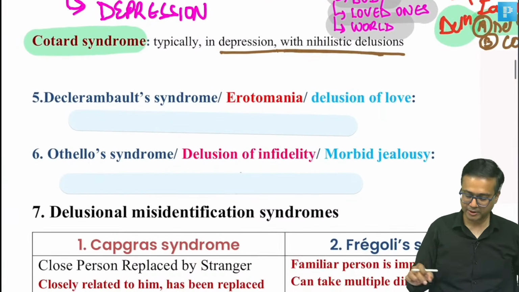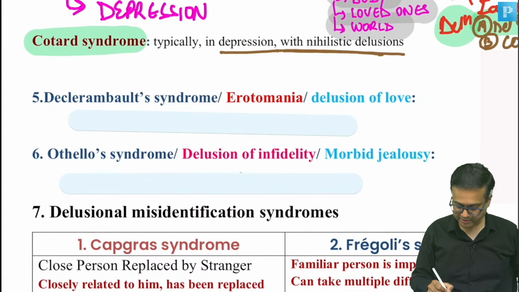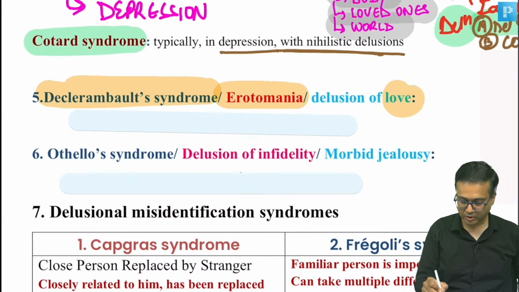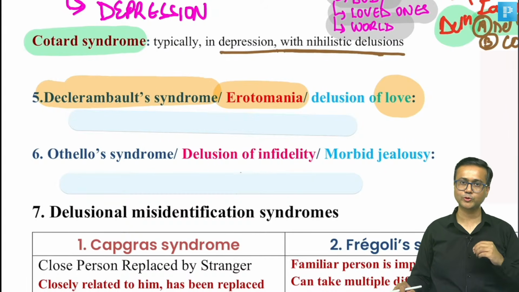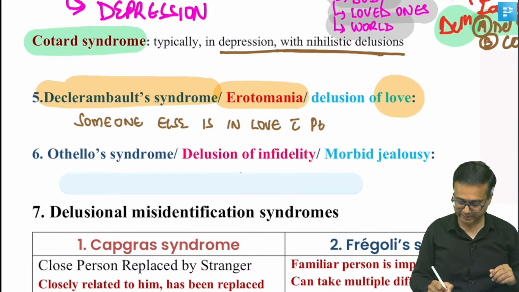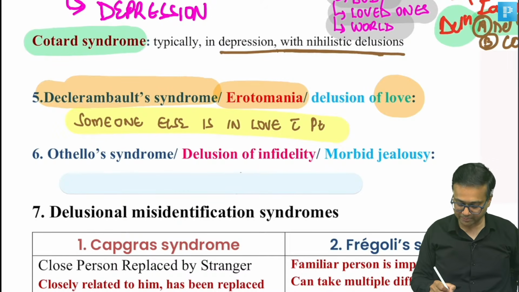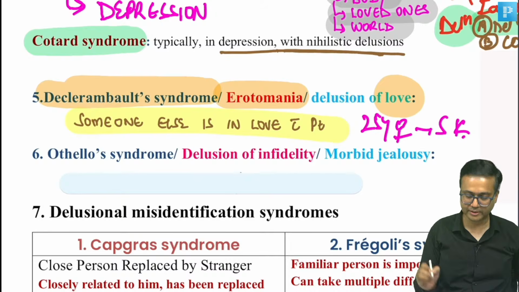Let's now discuss two delusions which have different names. One delusion, beta, is also known as de Clerambault syndrome or erotomania or delusion of love. What is love? Of course, I'm not asking the philosophical definition, it is very difficult to define love. But when you say love, you say, I love that person. But in delusion of love, the patient claims someone else, usually of a higher stature, is in love with the patient. For example, a 24-year-old female claims that the superstar Salman Khan is in love with her.